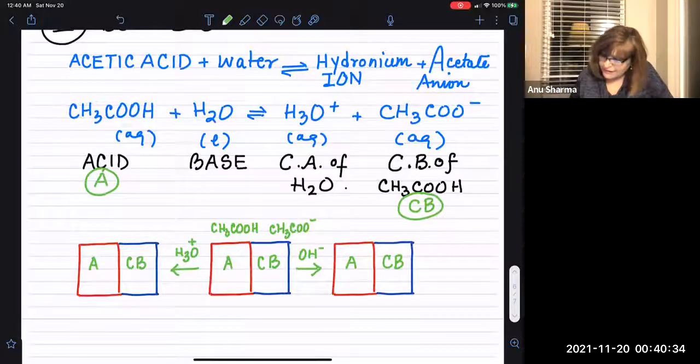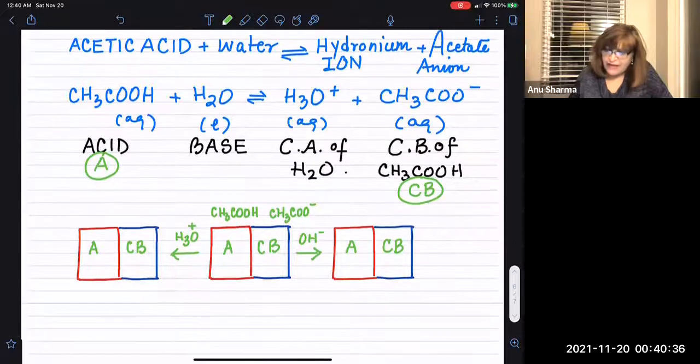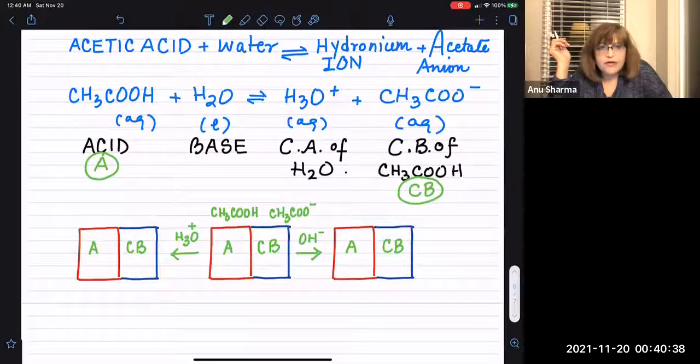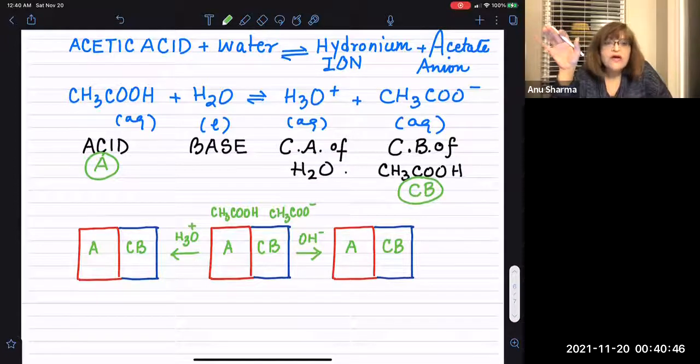Okay, so now let's look at this. We have acetic acid. When it reacts with water, it gives you the hydronium ion and the acetate anion. Acetic acid is a weak acid, but it has a strong conjugate base. Water is a weak base, and the conjugate acid of water is the hydronium ion, which is a strong acid.